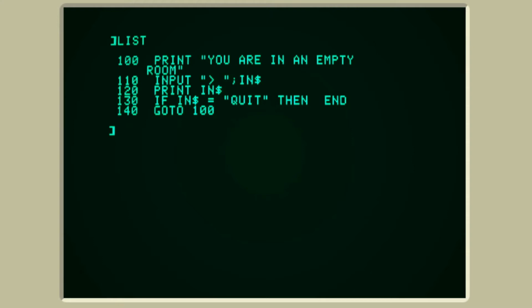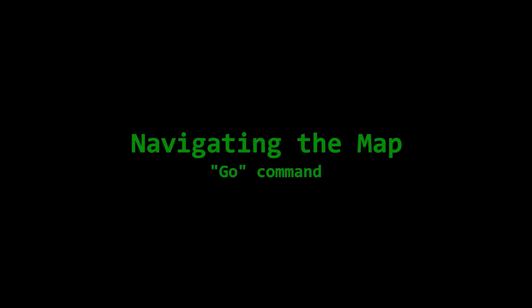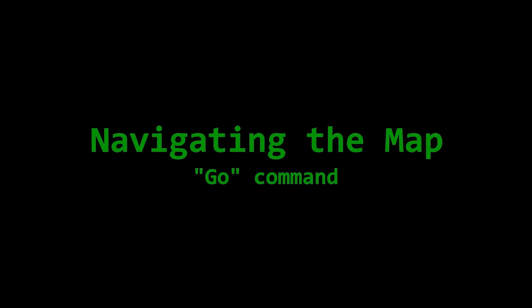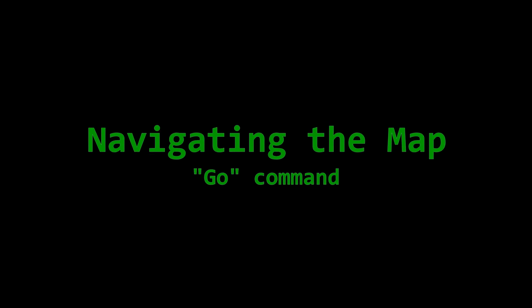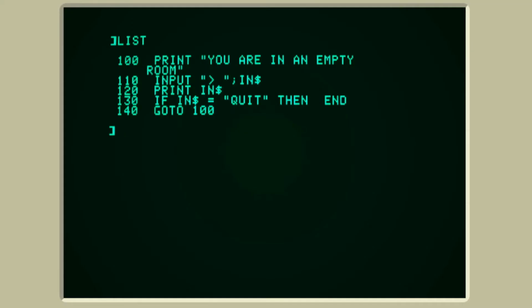So the next thing we need to add is navigation, right? We need to be able to navigate our map and go from one room to another. So yeah, let's get into it. Okay, so we need new variables to say where we are, in what location we are, and also to describe the locations.